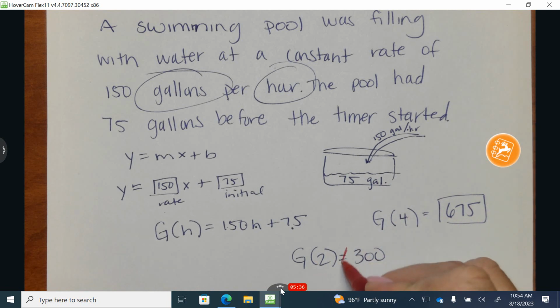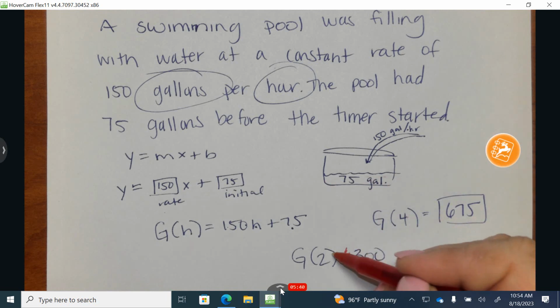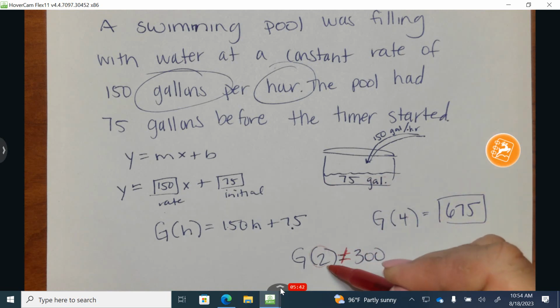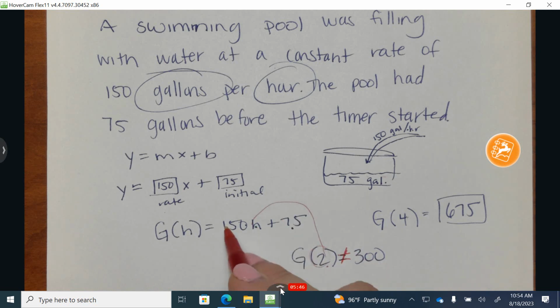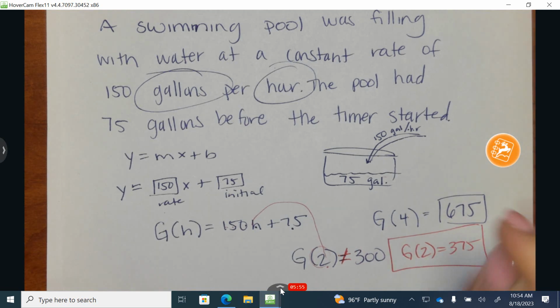This statement is not true. We already have 75 gallons in the pool, and if the timer goes for 2 hours, we can assume, well, let's plug in 2. 150 times 2 is 300, but they forgot to add 75. So it really should be G of 2 equals 375. This is a true statement that models this word problem.